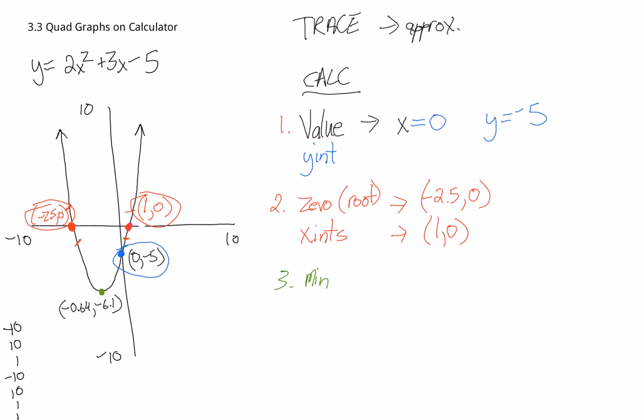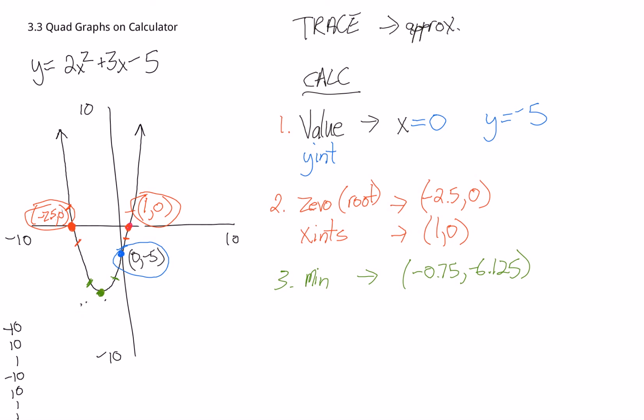In this case, because the graph is opening up, our vertex is a minimum, so that's the one we want to pick. So we're going to go second calc minimum, hit enter, and now it's going to ask for the left and right of that minimum. So you want to go somewhere to the left of the peak, and then go somewhere to the right, hit enter again, and it gives us the exact location of the minimum, which is negative 0.75 and negative 6.125. Once again you can see our trace, we're close, but not exact.